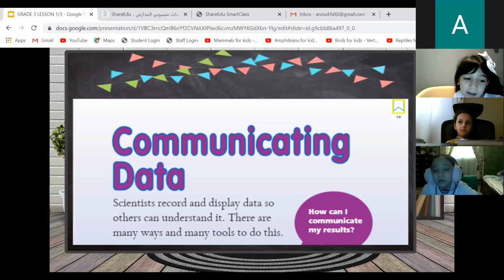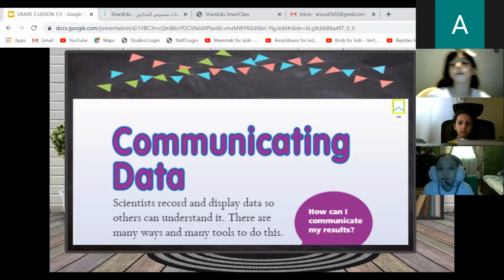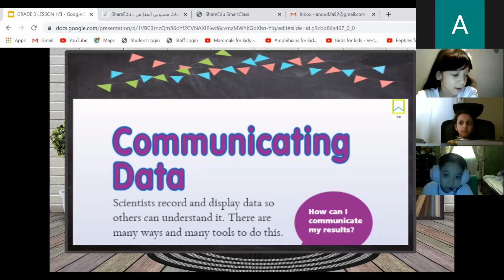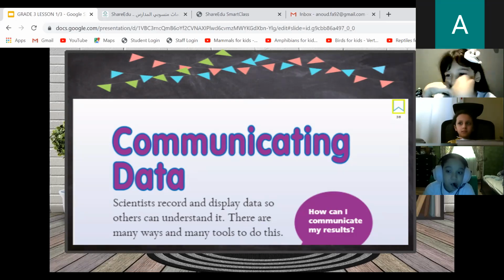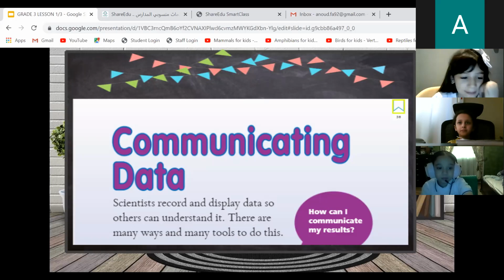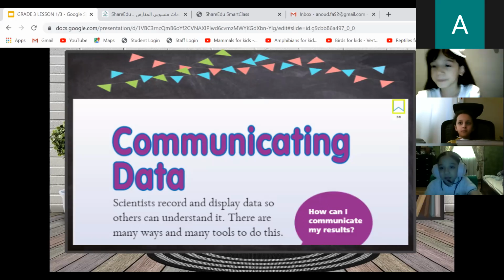Which is better, to draw the data or the information you know about this ant, or to write a description about it? I think write a description. Okay, if you say so. Let's see, Lara Justiniya, what do you think? Is it better to write about it or to draw? Write about it. Okay, what about you, Dana?